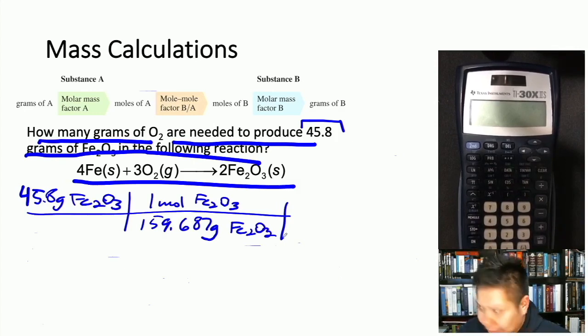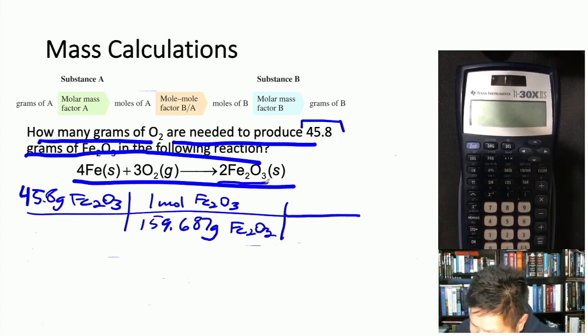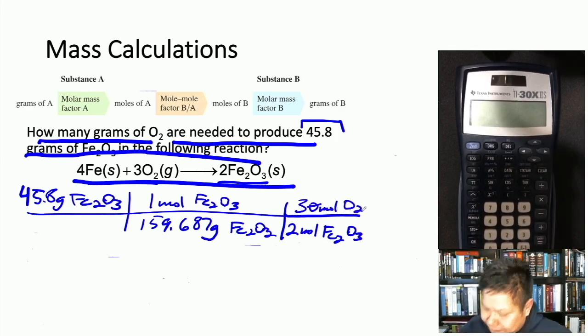Where are we heading to? Well, we're heading to grams of oxygen, right? So we've got 1 mole of iron oxide already up there. We need to cancel out moles of iron oxide, right? So if we remember from the equation, there are 2 moles of iron oxide for every 3 moles of oxygen, right? So we'll put 2 moles of iron oxide down here. And then we'll put 3 moles of oxygen. Oops, there we go. Of oxygen, or O2, there. Alright? We're almost done. We're almost there.